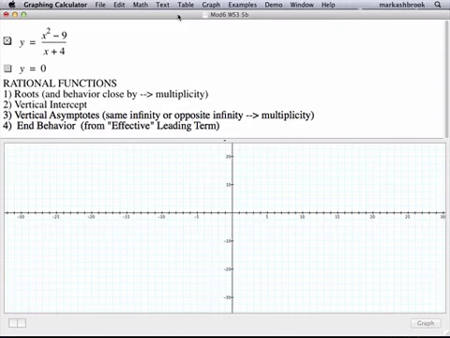Start with the roots. How do you get the roots? You're going through these four steps. How do you get the roots?